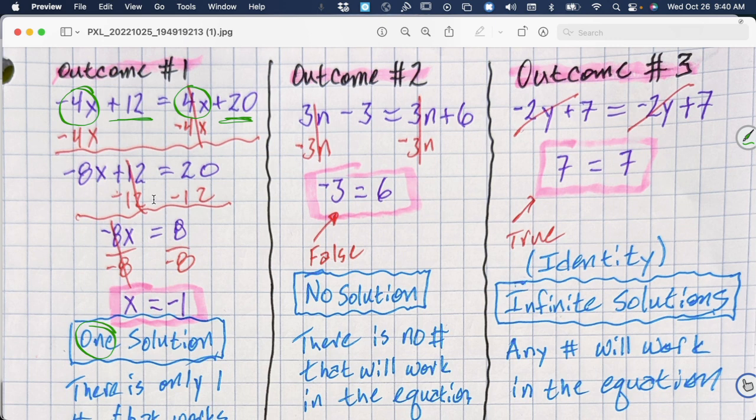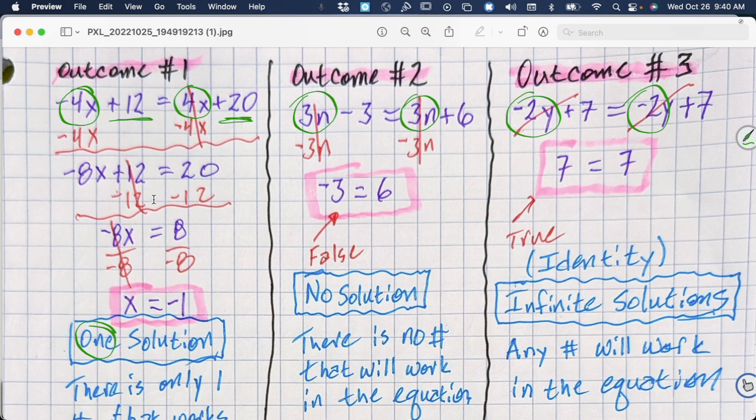Any questions on that? Now let's move on to no solutions and infinite solutions. Let's focus on the variables. Here we have 3n, there we have 3n. That's for no solutions. Here we have negative 2y, here we have negative 2y. So if you have the same variable amounts on both sides, we're either going to have no solution or infinite solutions. So what does that tell us? If we have the same variables on both sides of the equation, what are our two possibilities? Infinite solutions or no solutions.